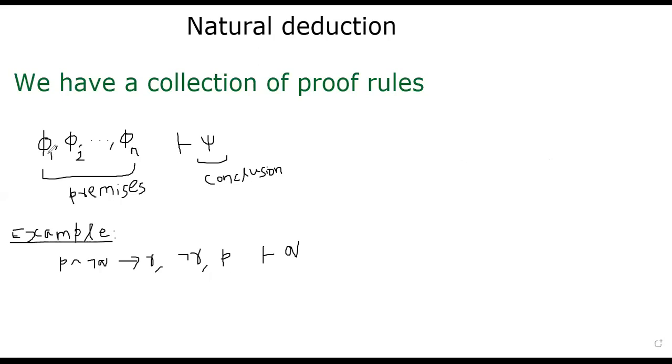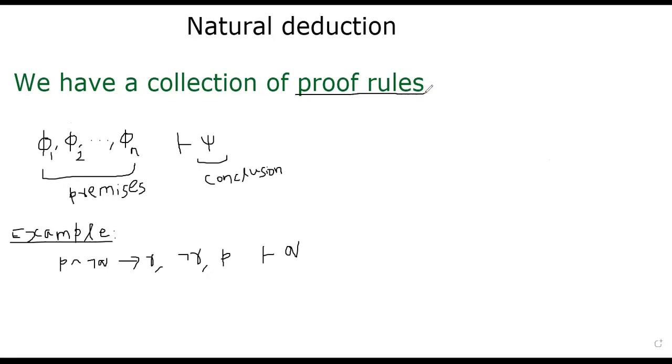You have, say, n premises here. I call them phi 1, phi 2, phi n premises. You imagine each premise is just some logic formula we talked about, like P and not Q implies R is one formula, not R is another formula, P can be another formula. So the n formulas like that, a set of premises. And the conclusion is what you can derive by applying the proof rules.